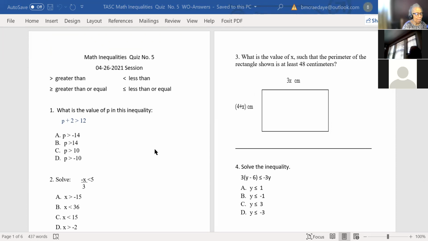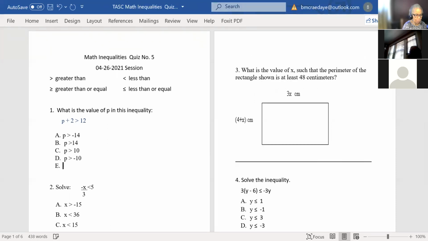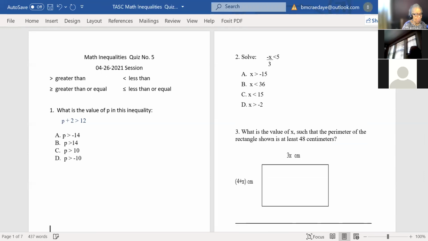Okay, Vanessa, how would you solve number 1? We'll do some of these and the rest will be for you to do. Okay. You're asking what is the value of P in this inequality? What would you do? You're solving for P. So how would you solve this inequality for P? What would you have to do to both sides of this inequality?